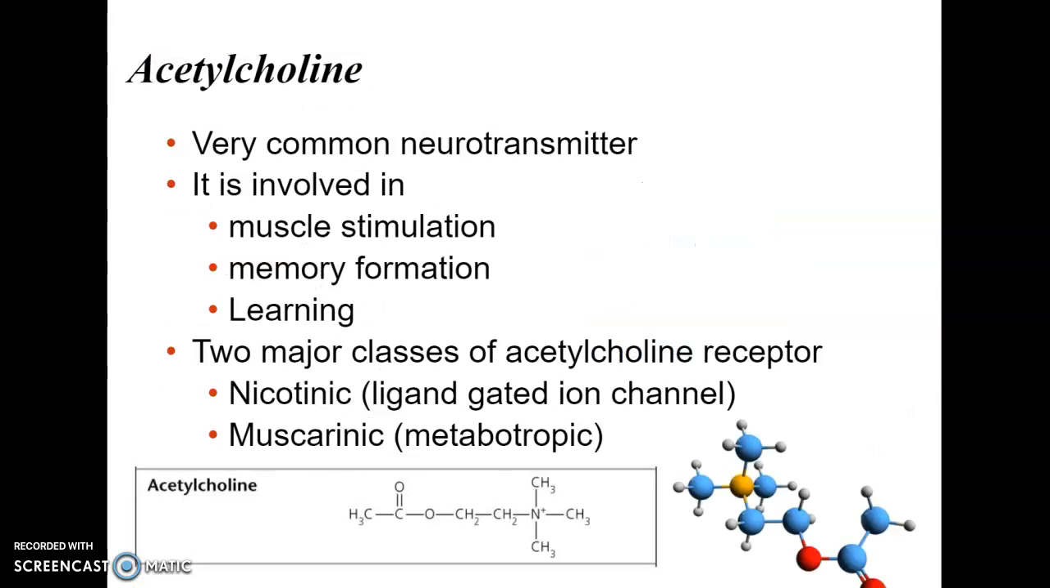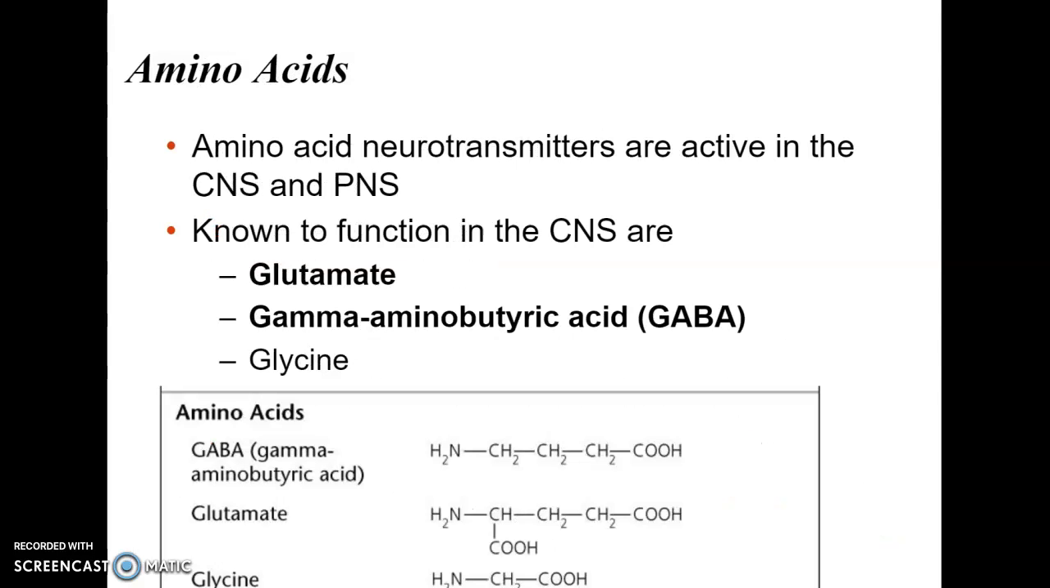So one of the categories is acetylcholine, at all the neuromuscular junctions, also important in memory and learning. We could have both ligand-gated ion channels and metabotropic, and in the case of acetylcholine, the nicotinic acetylcholine receptors are all excitatory, whereas the muscarinic acetylcholine receptors are all inhibitory. We could have amino acids, like I said, with glutamate and GABA being the two big ones, and also glycine in the peripheral nervous system.